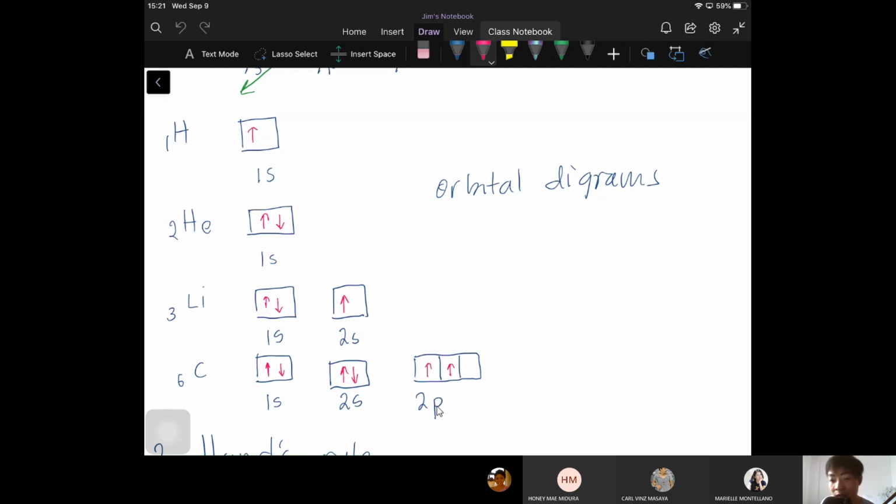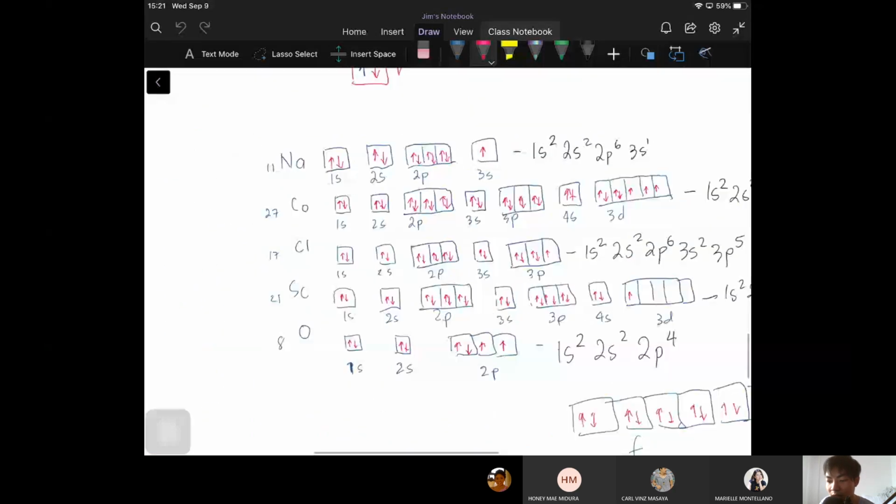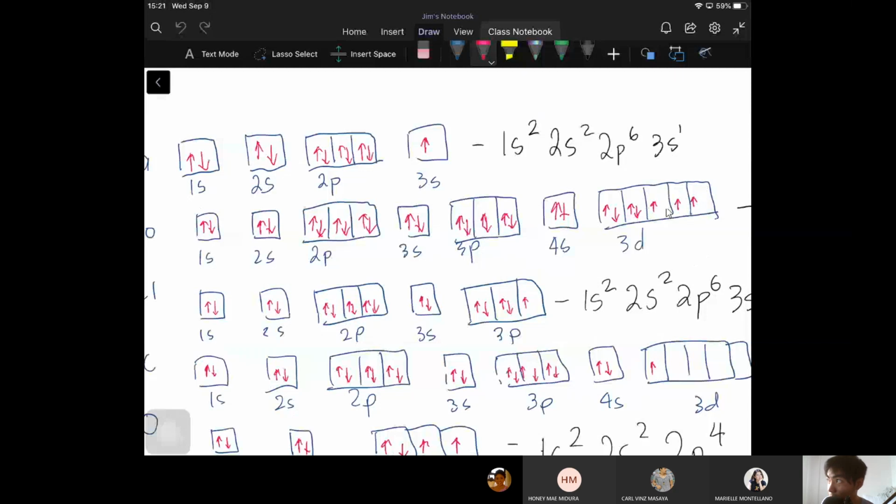For example, si P, it can form 3 shapes. Yung -1, 0, and +1 na ml, di ba? So we can represent that as 3 boxes. So, si d orbital, it can form 5 shapes. So, we represent that as 5 boxes.